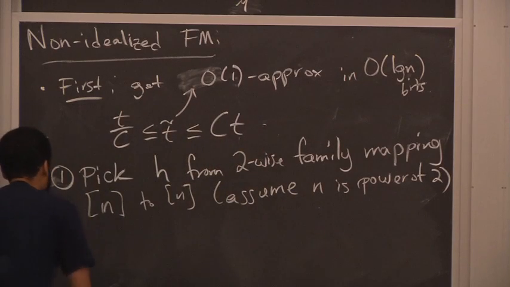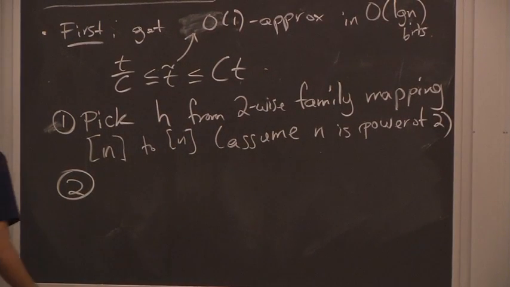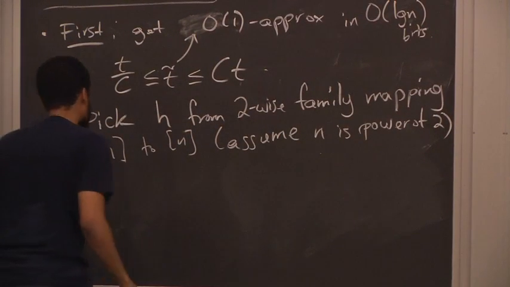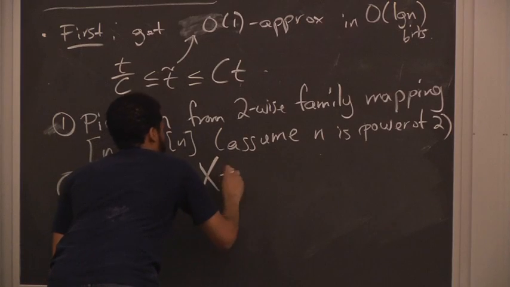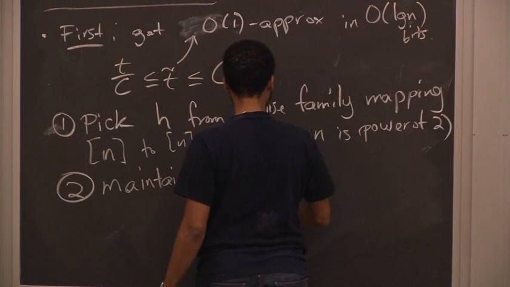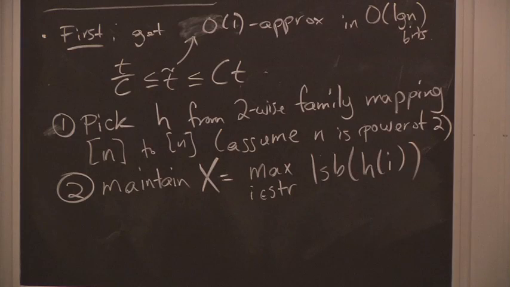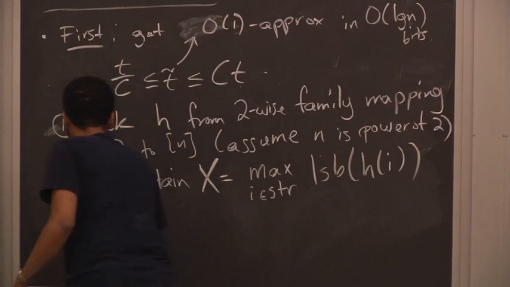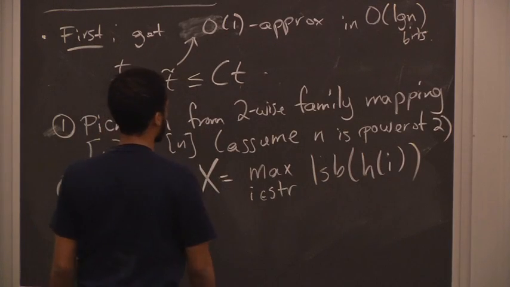Good, so what we're going to do is maintain x, which is the max over i in the stream of the least significant bit of h of i. LSB is the index of the least significant bit. And then what we're going to output is 2 to the x.